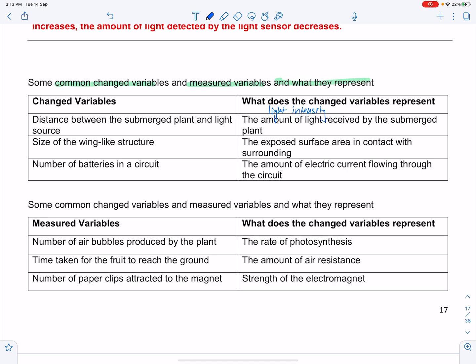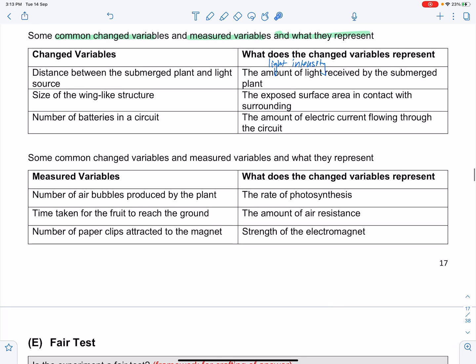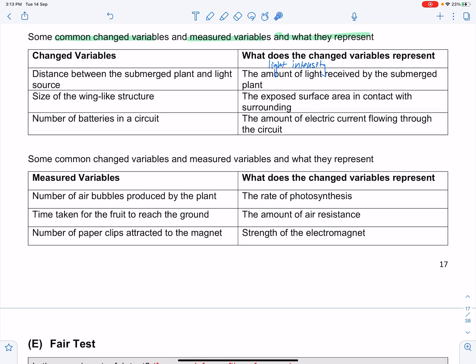In fact, when you reach secondary school, you cannot say amount of light or concentration of light. It's wrong. You have to use the word light intensity. Then after that, size of wind light structure, exposed surface area with the surrounding, number of batteries in the circuit, amount of electric current flowing through the circuit.